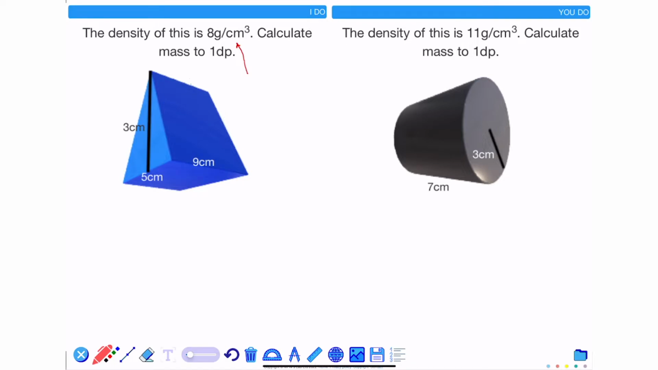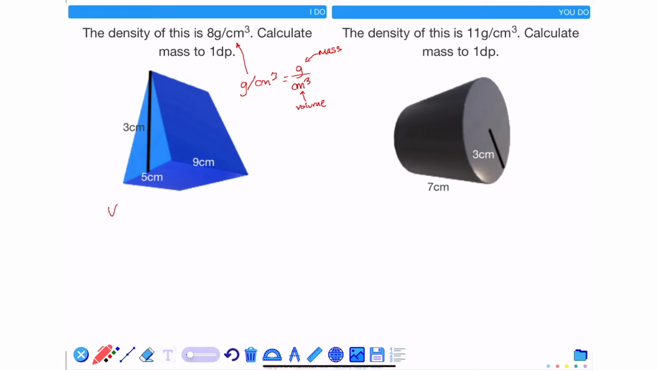Just taking a look at the units of density, it says grams per centimetre cubed. Another way of rewriting this is grams divided by centimetre cubed. So here we can see that density is the mass divided by the volume. So this will be something that I can rearrange later on. The first thing I need to do is work out the volume of this shape.